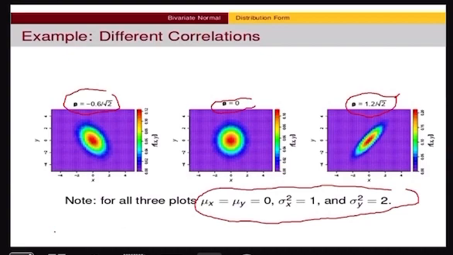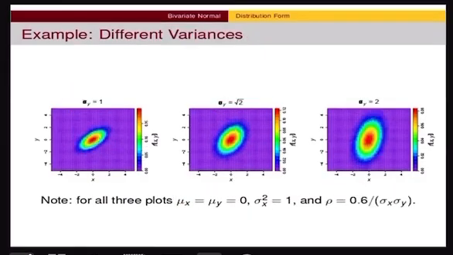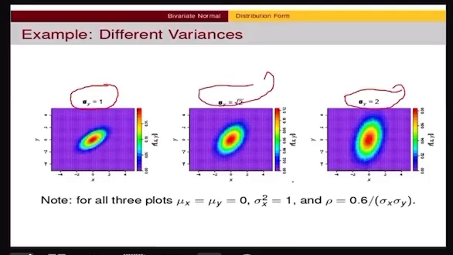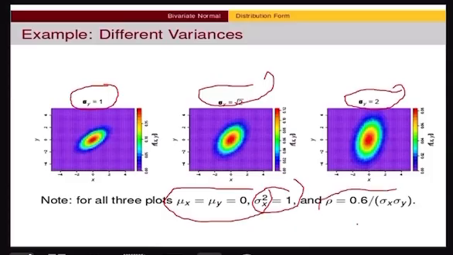Okay, now this is another one. This is different variances now. Okay, this is different variances. At times we could vary just the variance of y, one of the variables. You see that? The variance of x, and the means and the correlation stay the same. So all we're doing here is looking at the impact.